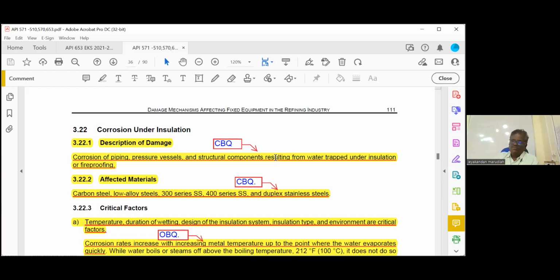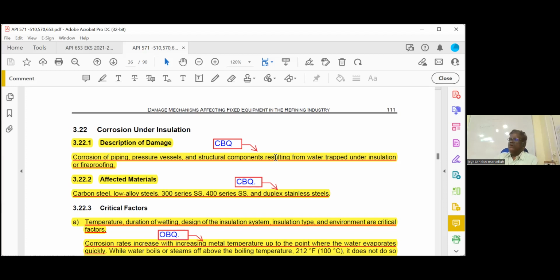Generally, CUI will happen apart from these 3 conditions. So what are the 3 conditions? Wet insulation, painted, unpainted or paint failed, and the direct contact. And the 4th one is the temperature of the tank or vessel. This temperature you have to remember. Carbon steel and low alloy steel, it will happen only at 10 to 350 degrees Fahrenheit.